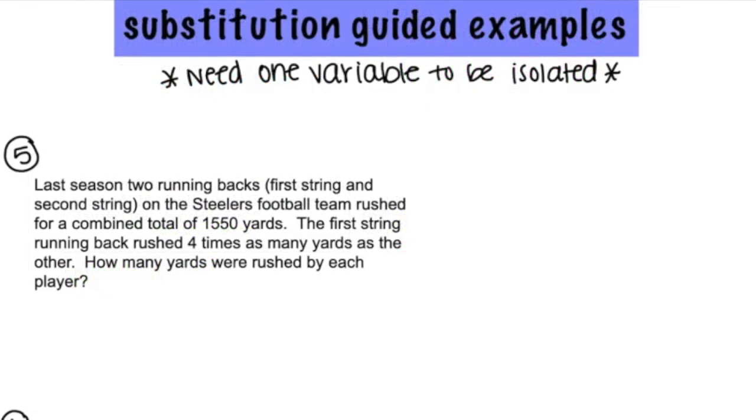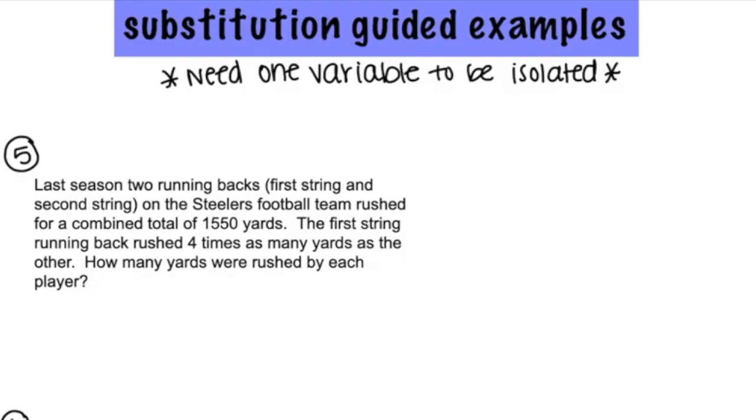All right, let's look at a word problem. Last season, 2 running backs, a first string and a second string, on the Steelers football team rushed for a combined total of 1,550 yards. The first string running back rushed 4 times as many yards as the other. How many yards were rushed by each player? So we want to know the x and the y value for this. It's asking us for both.